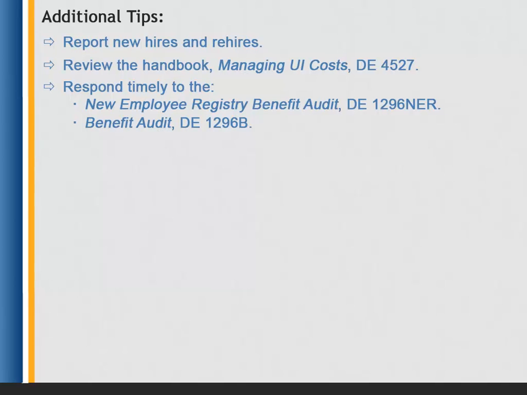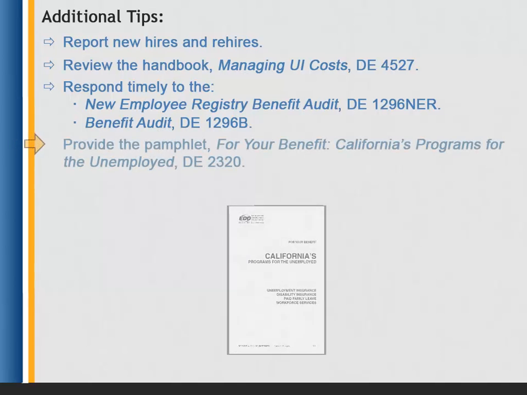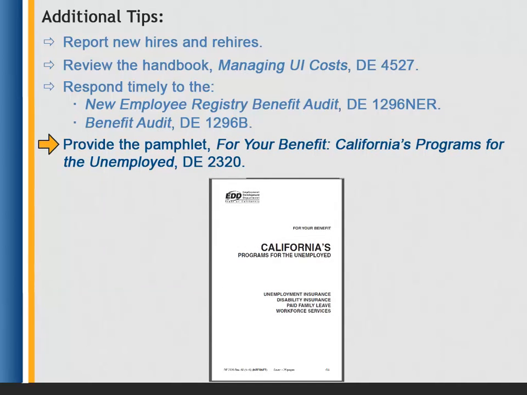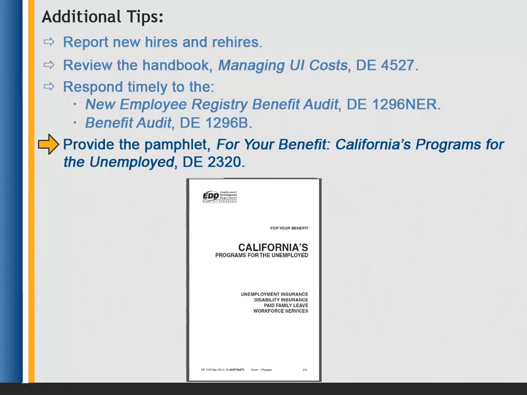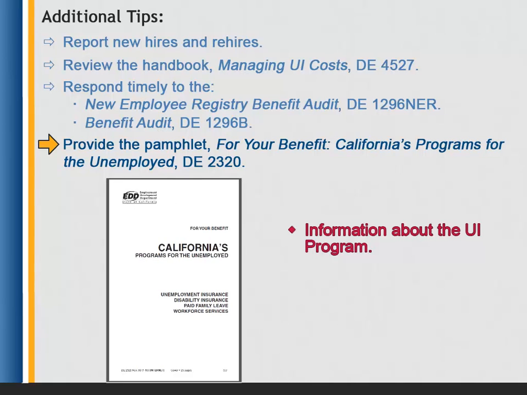When an employee is separated from your employment, you should always provide them with the pamphlet For Your Benefit, California's Programs for the Unemployed, DE 2320. This pamphlet provides information about the UI program, including how to file and certify for benefits. The better informed claimants are about the UI program, the more likely they are to provide us with the correct information needed to make accurate decisions.